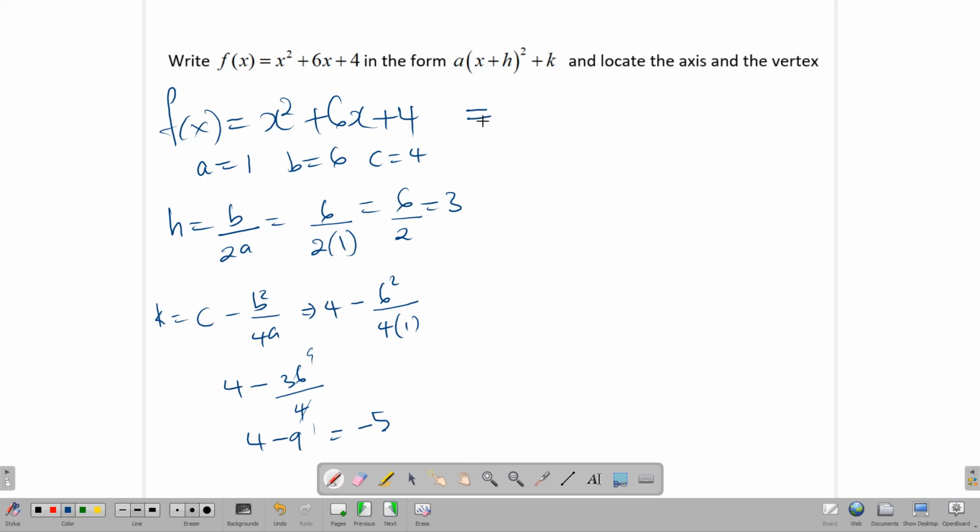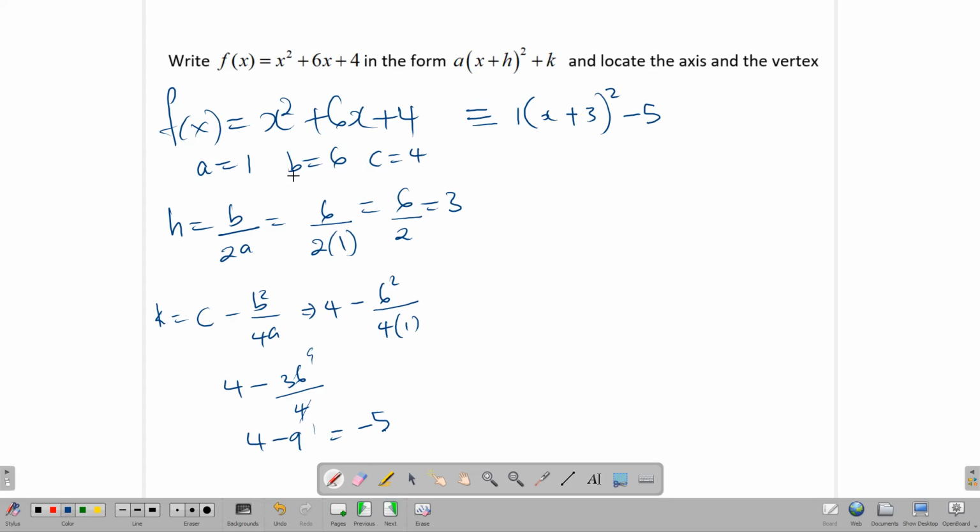This is now going to become a is 1, so we can just leave it like that. X, the 1 would go there. X plus our number here is 3, all square, and k is -5, so we write our -5 there. And here it is that we have transformed this into this form using these two formulas.